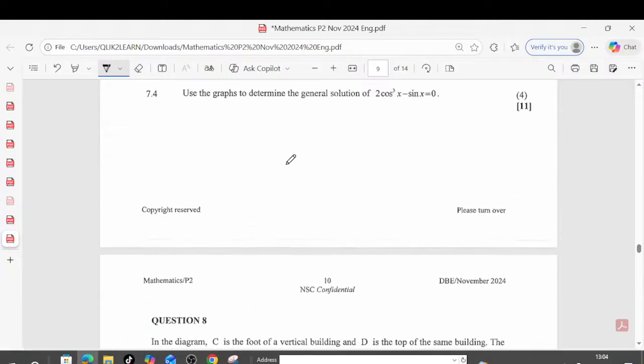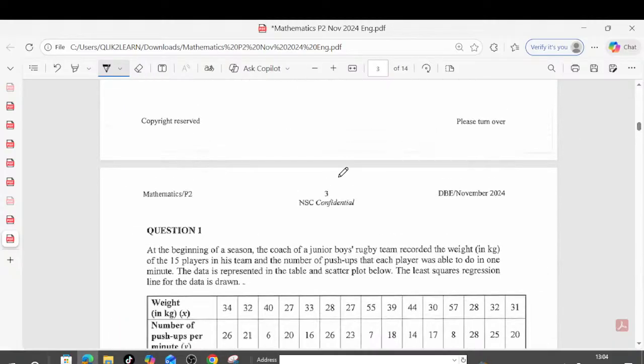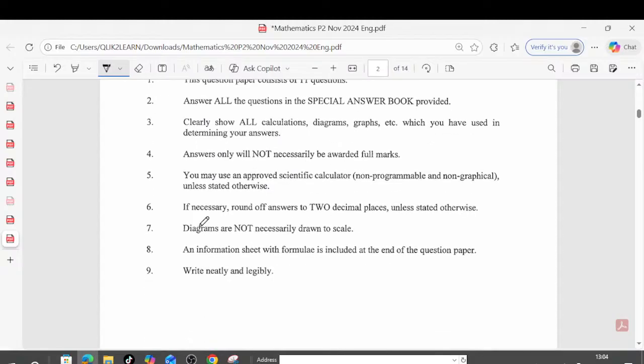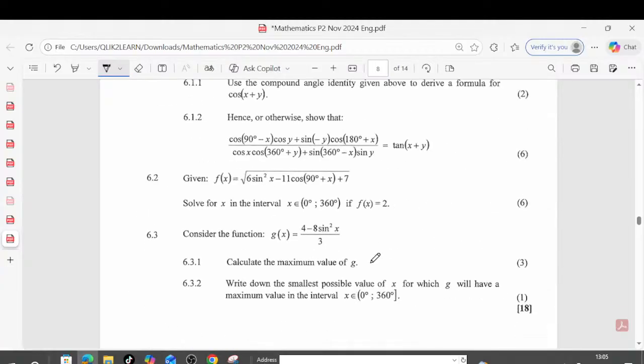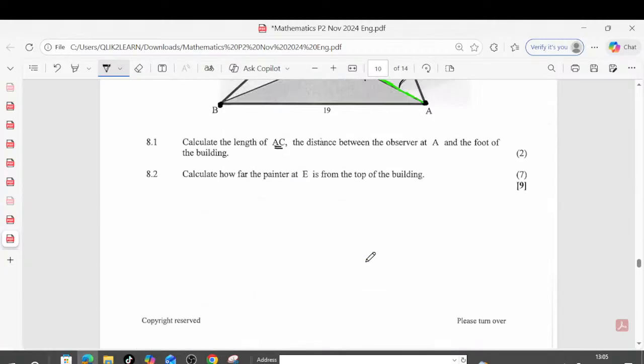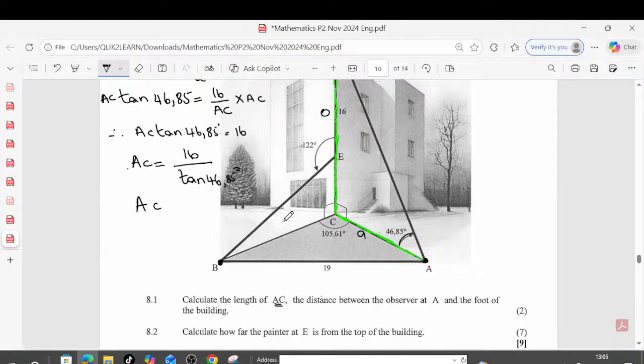Let me go back and see what the statement says, the instruction of the question paper. If necessary, round off your answer to 2 decimal places unless stated otherwise. On the question, they said the distance between the observer. So there's no other instruction, but we're just going to leave this in 2 decimal form. This will be 14.998, and if we round this off, AC is just 15, so this will be 15 meters. So that's the answer for AC.